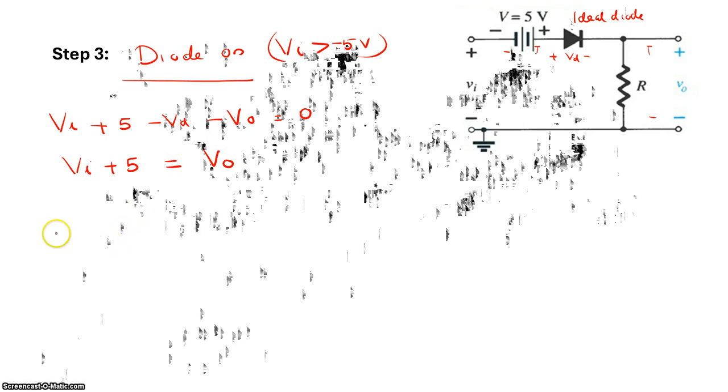So now just check for various values how it would be looking like. So now if you consider when VI is equal to minus 5 volt.